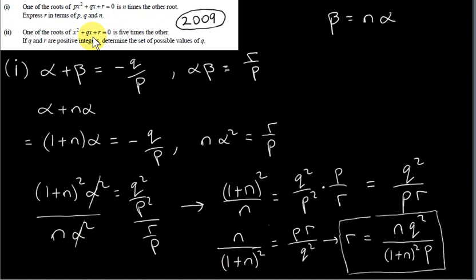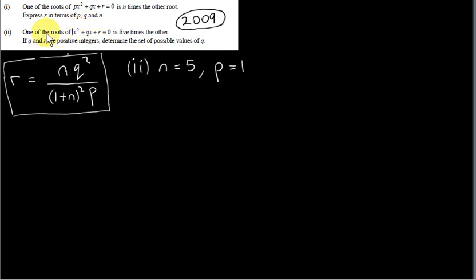One of the roots of x squared plus qx plus r equals 0 is 5 times the other root. If q and r are positive integers, determine the set of possible values of q. Now we know that the situation in part 2 is the same as the situation in part 1, but with n equal to 5. So 5 takes the place of n. And p must equal 1. See, we've 1x squared here. So this equation has exactly the same form as this equation if we let p equal 1.